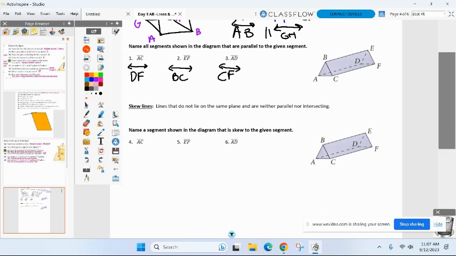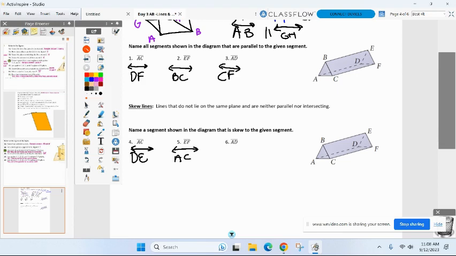Skew to AC, Matt, what do you got? DE. I like DE, yep. One of many you could have given me there. DE, good. How about anything that's skew to EF now? Anybody want to throw something that's skew to EF? Ian? AC, yep, good.